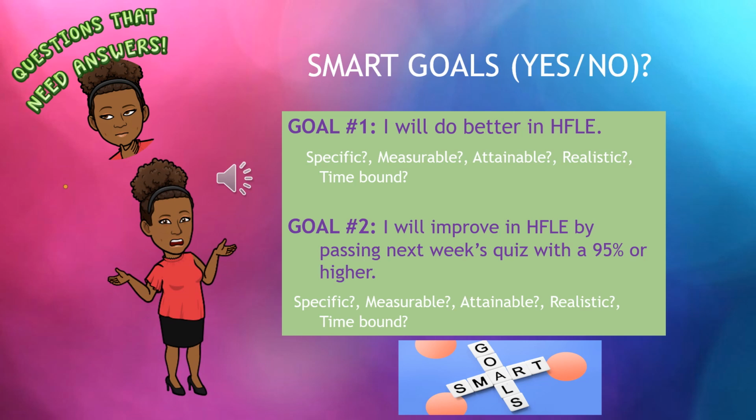Let's do an activity. I'm going to read some goals and you're going to determine whether they are SMART goals or not. Goal number 1. I will do better in health and family life education. Ask yourself, is that specific, measurable, attainable, realistic, or time bound?